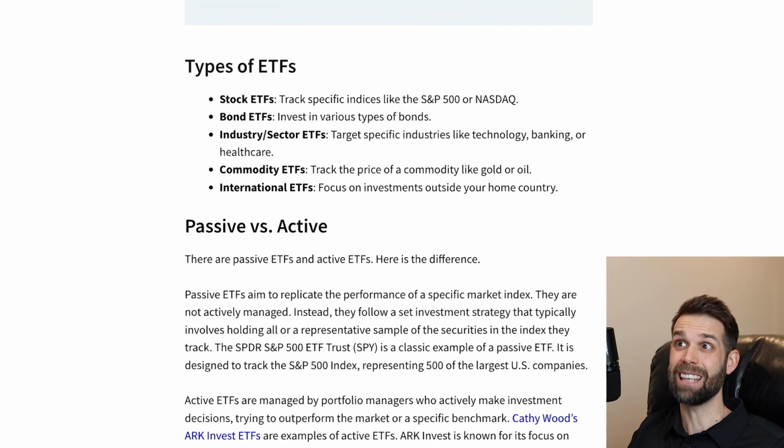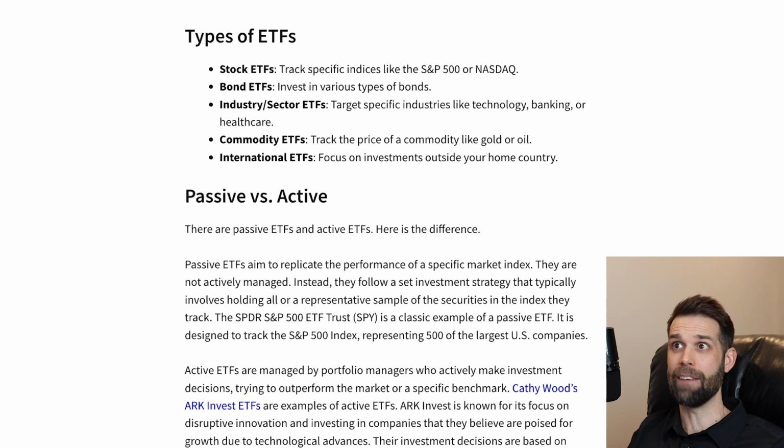Now, there are various types of ETFs. So there are stock ETFs. These would track specific indexes like the S&P 500 or the NASDAQ. You can get an ETF that tracks all of the companies in the NASDAQ or all of the companies in the S&P 500.